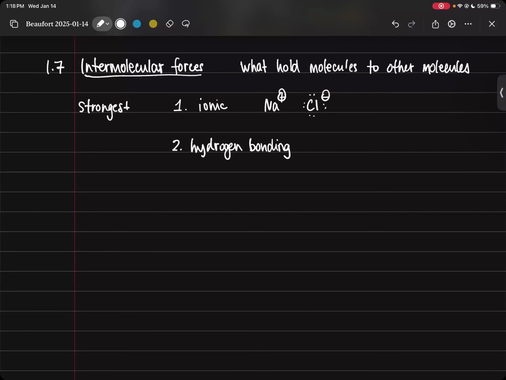There's a big gap here between 1 and 2 compared to the rest of them. But the next most important one is hydrogen bonding. Do you remember the elements that can do hydrogen bonding?